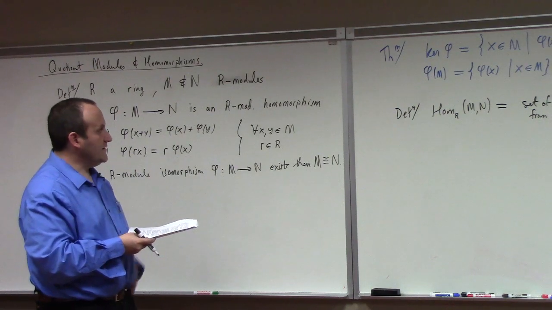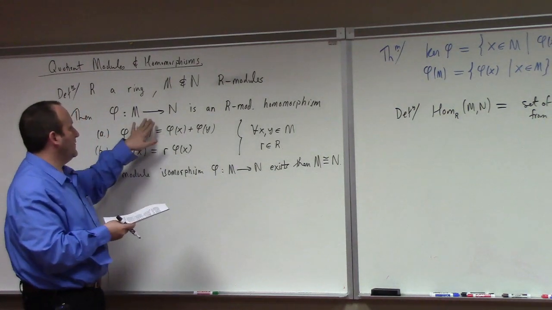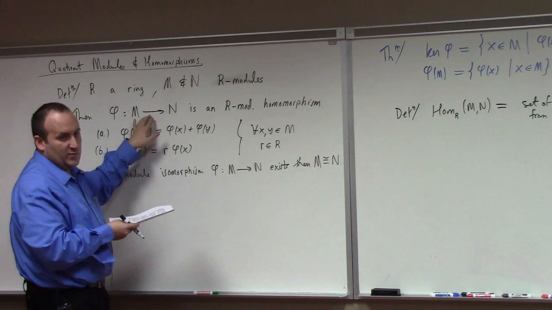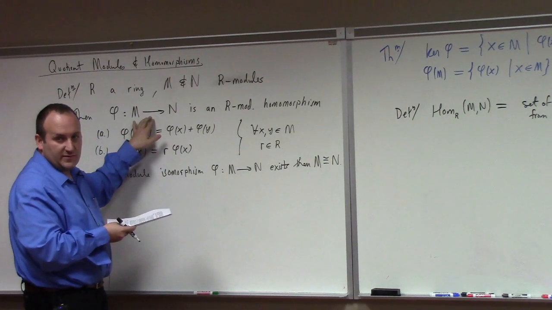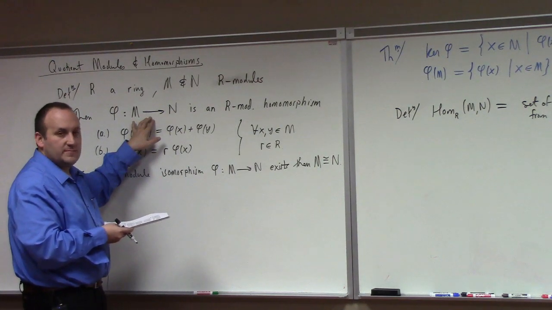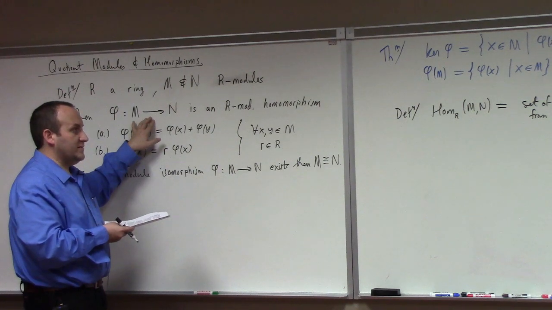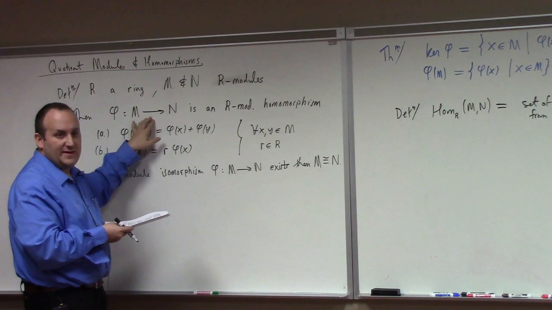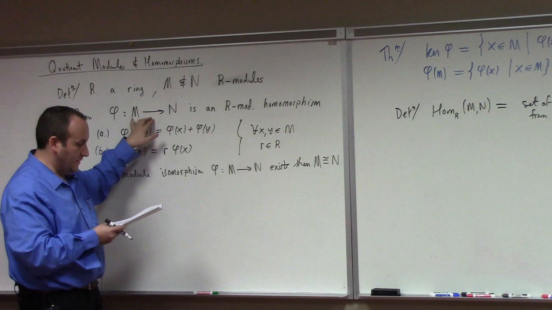Because an R-module homomorphism is first a homomorphism of additive groups, what's that say? If the kernel is 0, what does it tell us about a group homomorphism? What's our theorem from 421? Yeah, it's injective. It's 1-to-1. So if the kernel is 0, the R-module homomorphism is 1-to-1. We get that just from group theory.